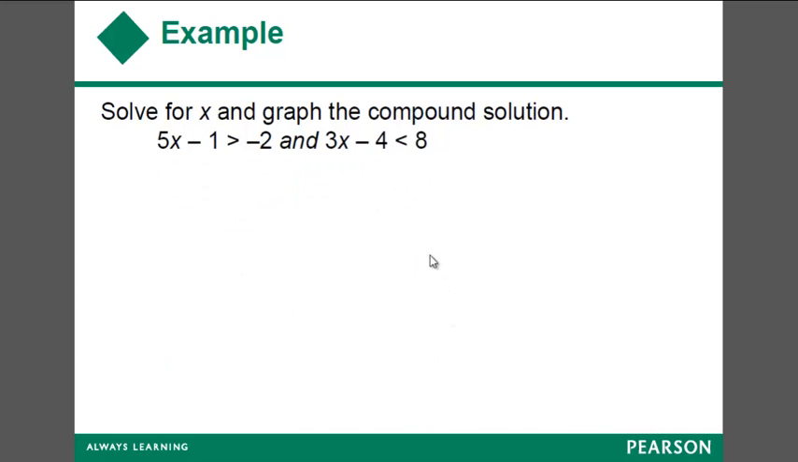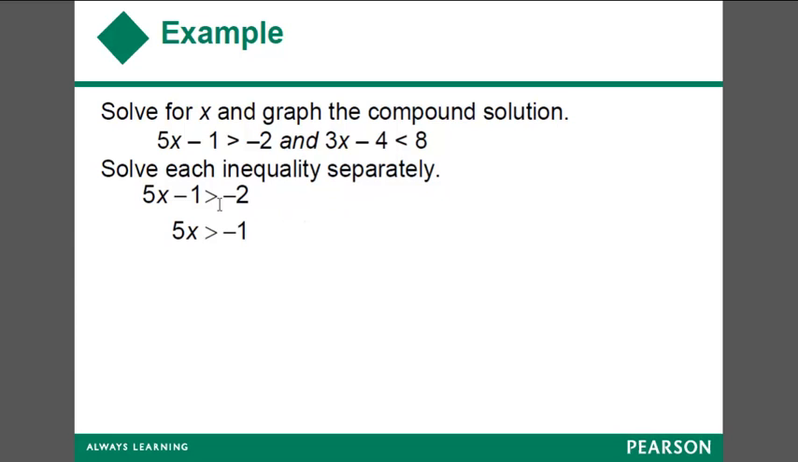Here's an AND. Solve for x and graph the compound solution. We have 5x minus 1 greater than -2, and 3x minus 4 is less than 8. So again, we want to solve each inequality separately. I'm going to add 1 to both sides of the inequality for 5x minus 1 greater than negative 2, and I'll get 5x is greater than negative 1. I will then divide both sides by 5, and I'll get x is greater than negative 1/5.